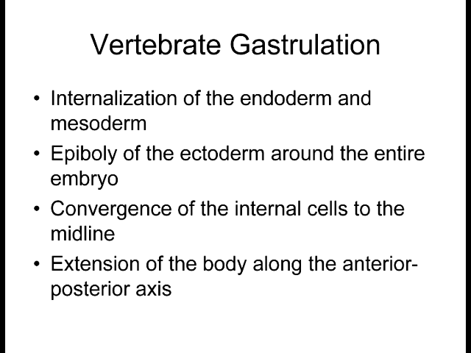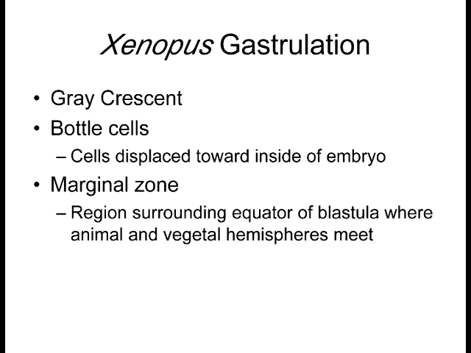But these are four kind of movements that are common in all vertebrates. But beyond that, the ways in which they get there, there's a lot of differences. So there is going to be some comparison between the model organisms and how they're similar. There's also going to be some looking at some of the fundamental differences between each of these. So let's talk about Xenopus gastrulation.